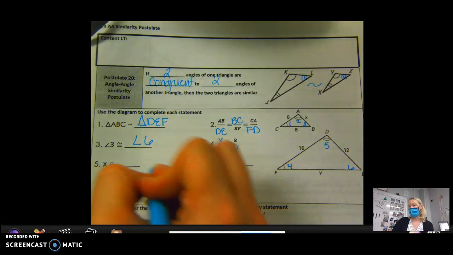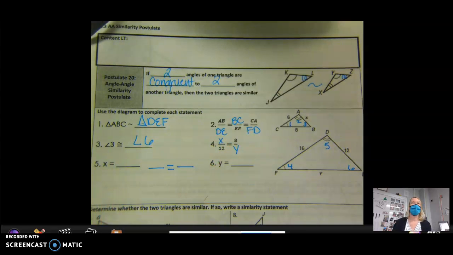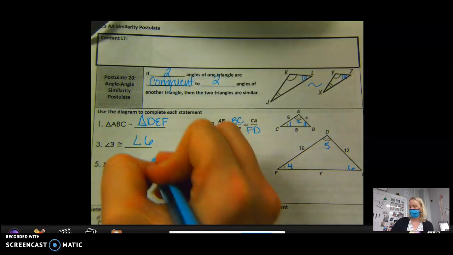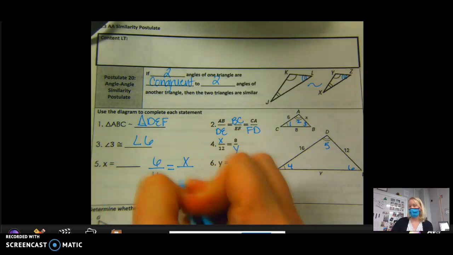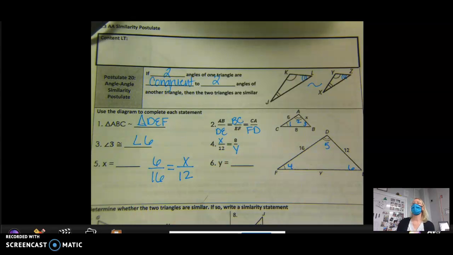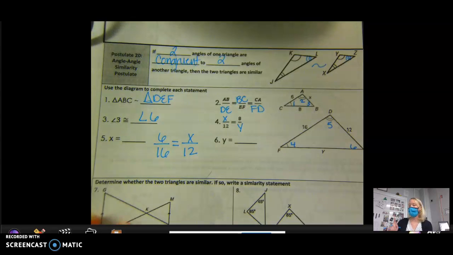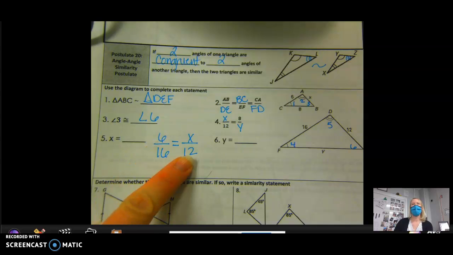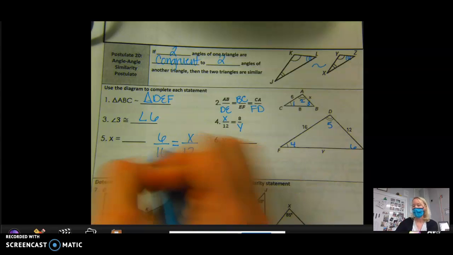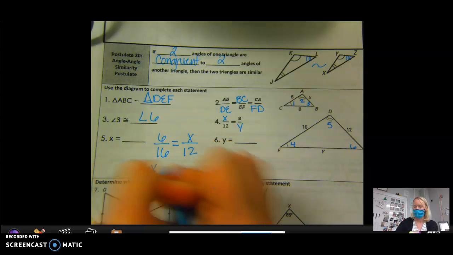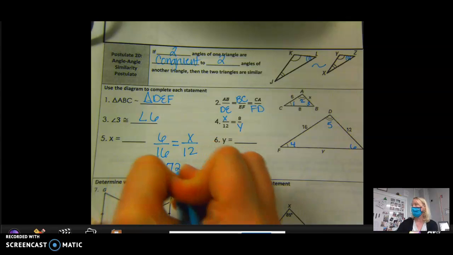So X, how did you guys set this up? What over what equals what over what is how I would have done it. But did you set up a proportion or not? Excellent. Again, that proportion could be set up multiple different ways. To check that your way works, make sure that your 6 is diagonal from your 12 and your X is diagonal from your 16. If it is, then you set it up a correct way.